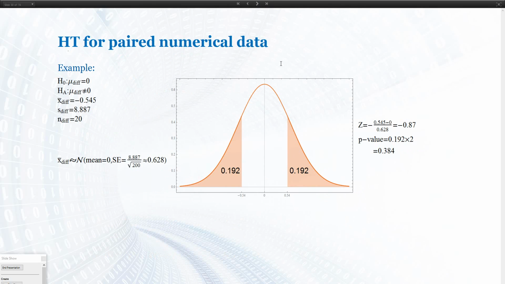And here's then the result. This is a typical case for a two-sided test because we are testing not equal. So this is the normal distribution of our sample. The mean value is 0 under the null hypothesis. The standard error is this. And the z-score is minus 0.87.